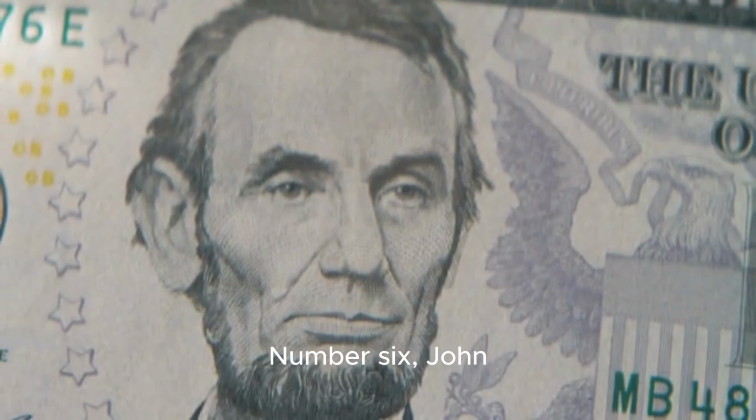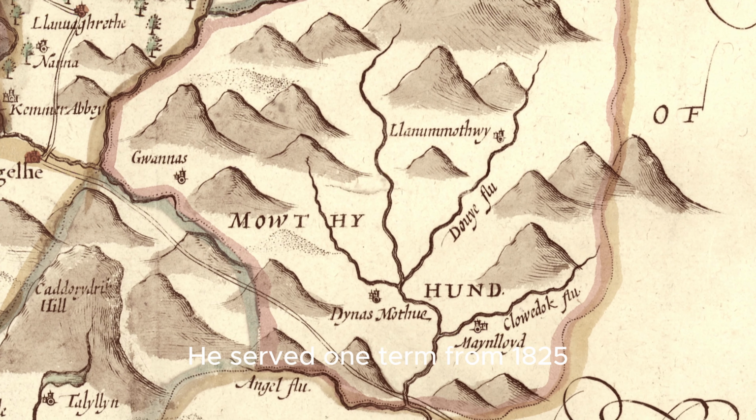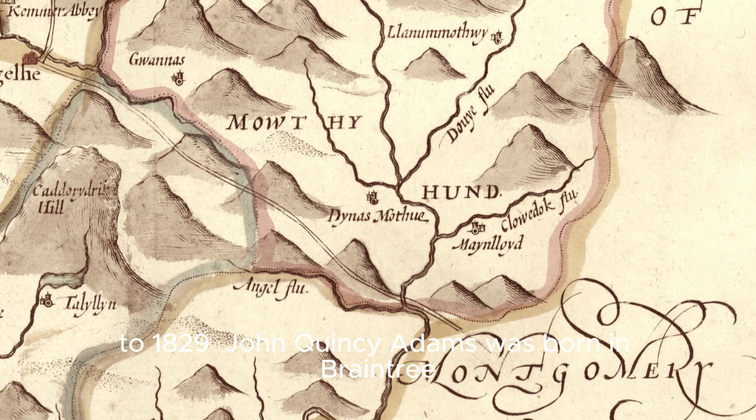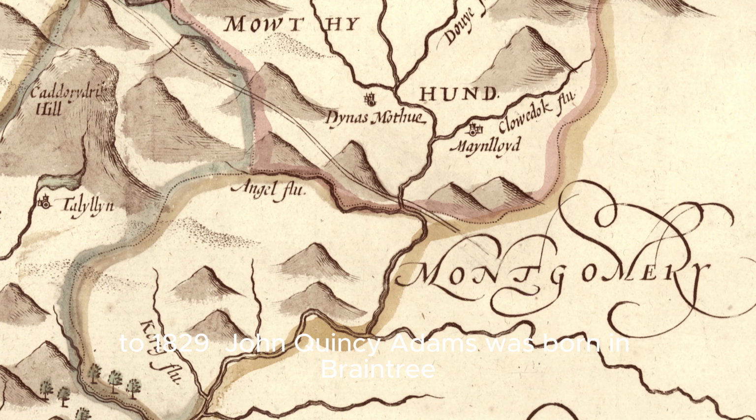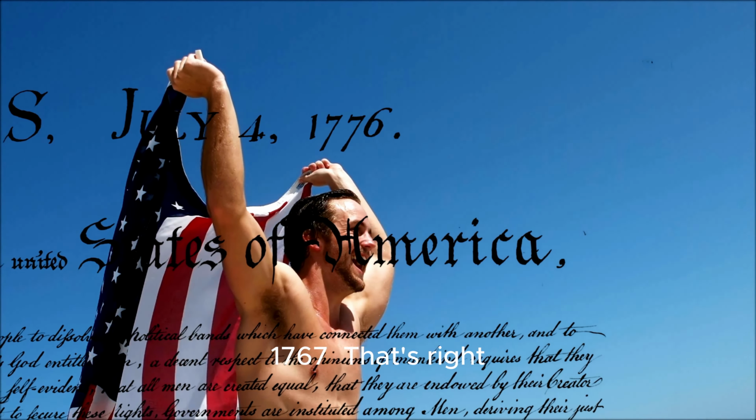Number 6. John Quincy Adams. He served one term from 1825 to 1829. John Quincy Adams was born in Braintree, Massachusetts on July 11, 1767.